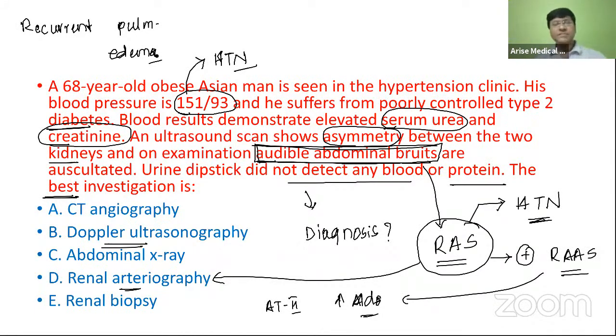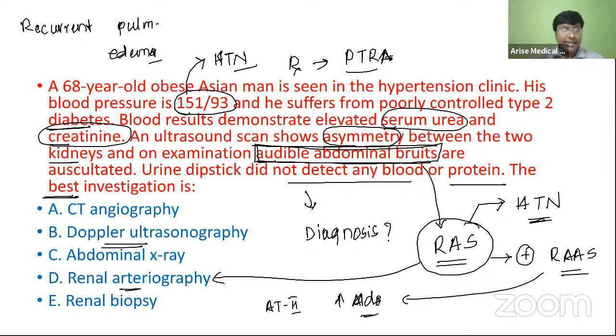Now, how do you treat these patients? The treatment in these patients is what is called PTRA. If the presentation is in the form of recurrent pulmonary edema, you need to do PTRA. What is PTRA? That is percutaneous transluminal renal angioplasty. That is the treatment for renal artery stenosis.